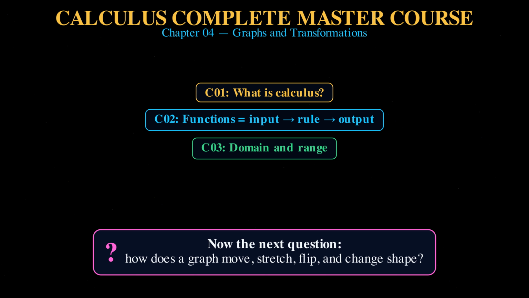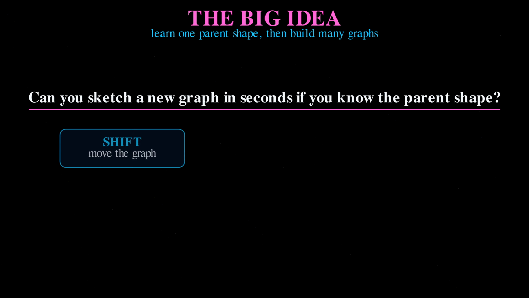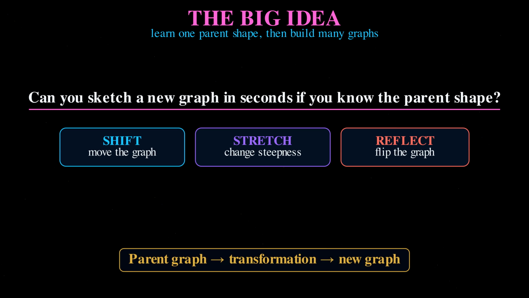Now the next question is natural. Once a function has a graph, how does that graph move, stretch, flip, and change shape? Here is the big question. Can you sketch a new graph in seconds if you know the parent shape? That is the power of transformations.